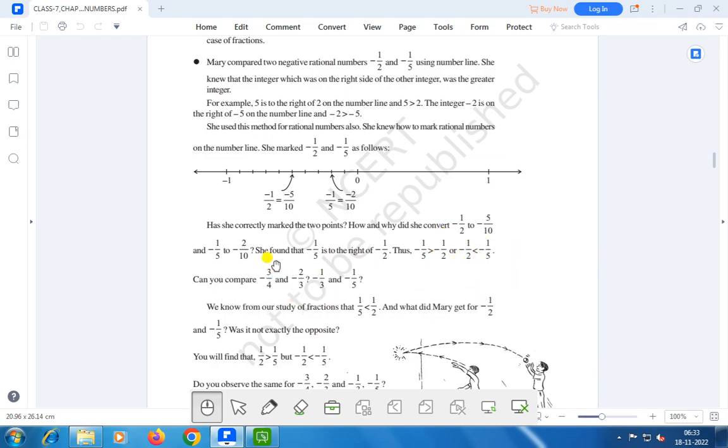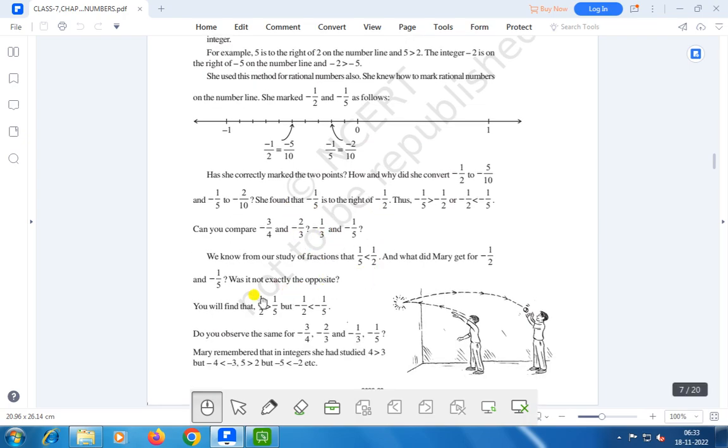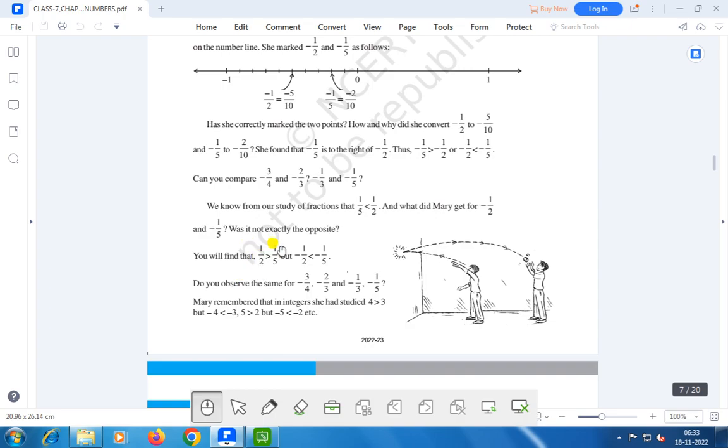Can we compare minus 3 by 4 and minus 2 by 3, minus 1 by 3 and minus 1 by 4? We know from our study of fractions that 1 by 2 is greater than 1 by 5, and what Mary got was minus 1 by 2 and minus 1 by 5. Was it not exactly the opposite? You will find that 1 by 2 is greater than 1 by 5 but minus 1 by 2 is less than minus 1 by 5.